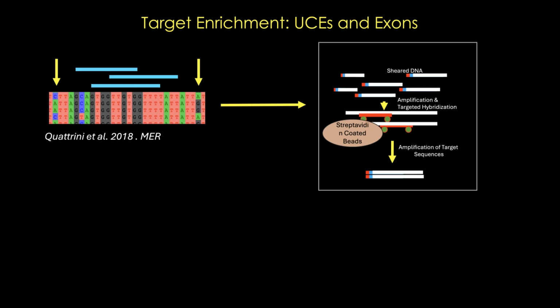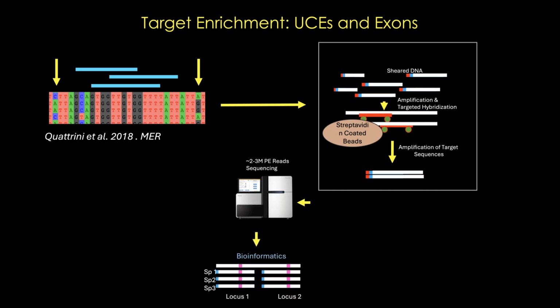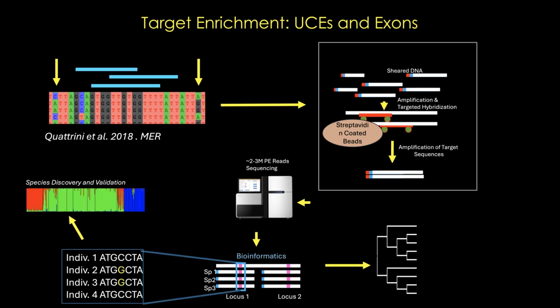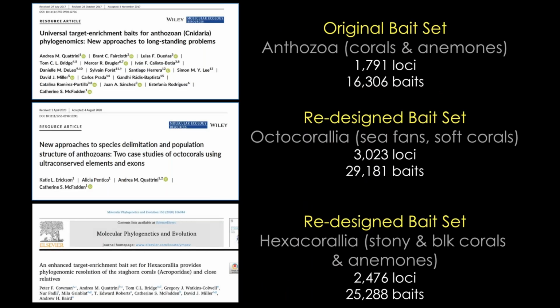not interested in. These are sequenced on a high throughput sequencer. We're aiming for around 2 to 3 million paired end reads per sample. You get the data back, conduct bioinformatics, build phylogenies. You can also call SNPs and use SNP-based approaches, for example, for species discovery and validation approaches. So this is the basic idea of target capture enrichment.